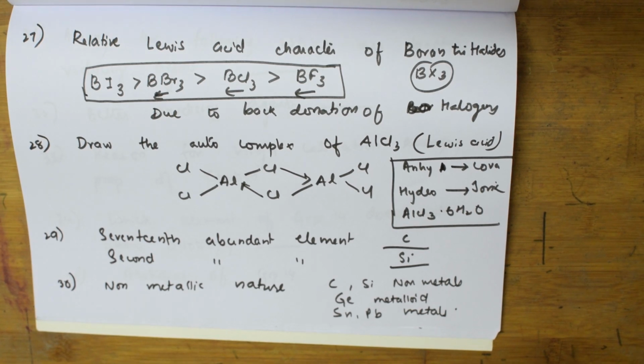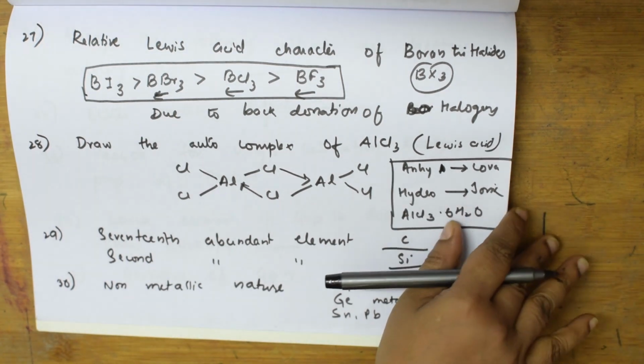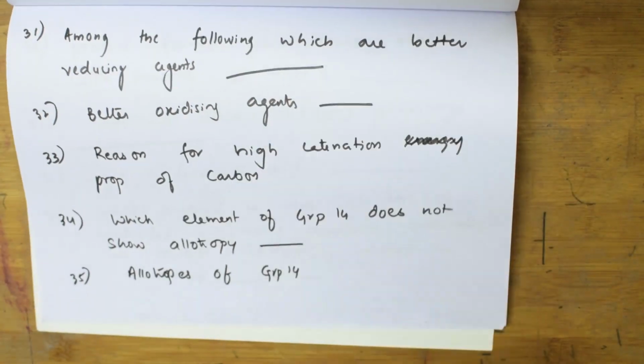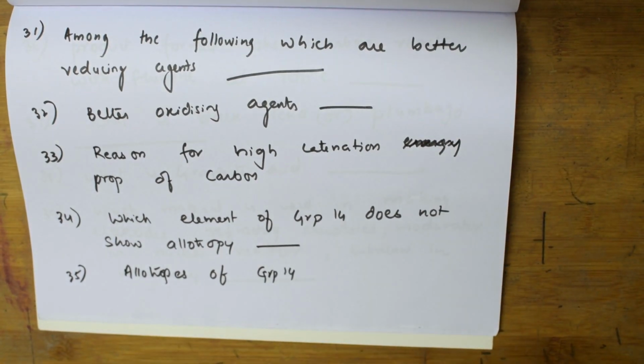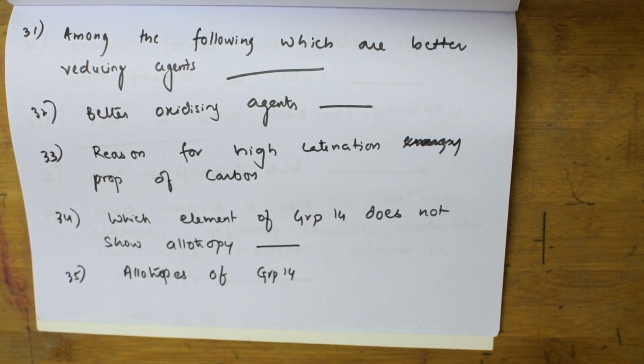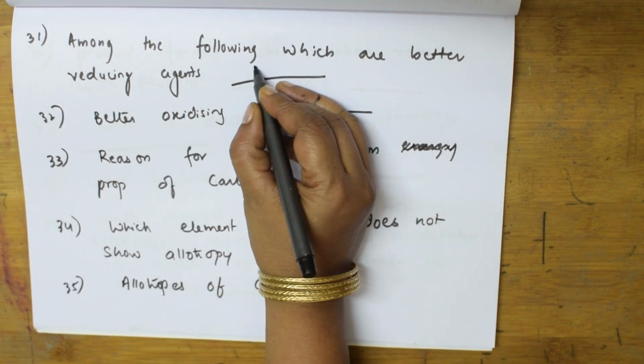Yes, right. So almost 30 questions we have completed, very important questions. Let's start off with the 31st question, students. Right, let me turn my page. Now, next 31st question. Among the following, which is a better reducing agent? Okay. Now, among group 14 elements, which is a better reducing agent? They said. So, basically, I'll directly write the answer.